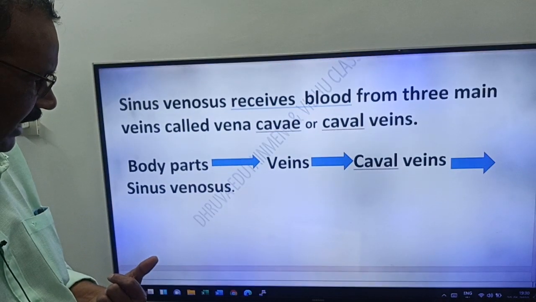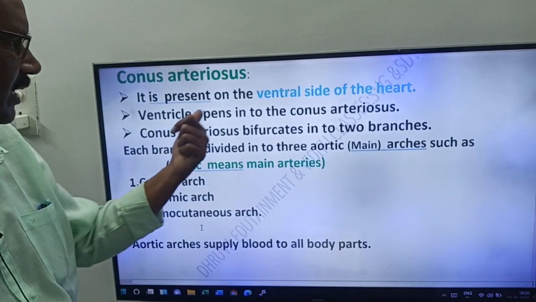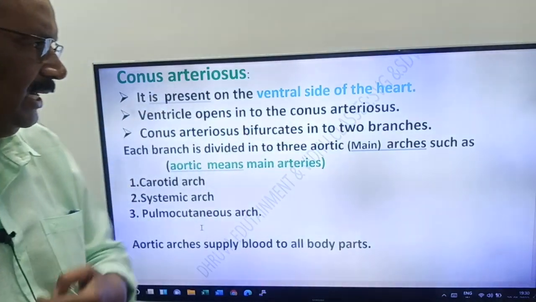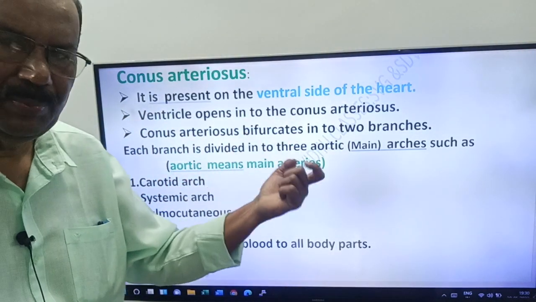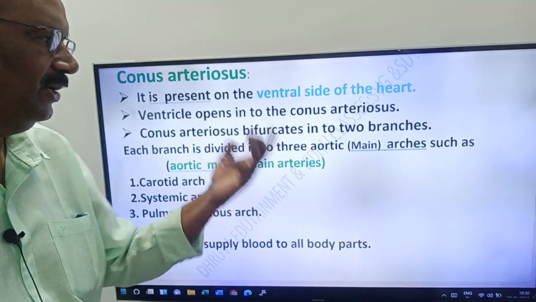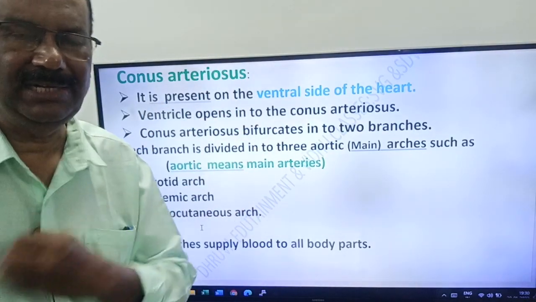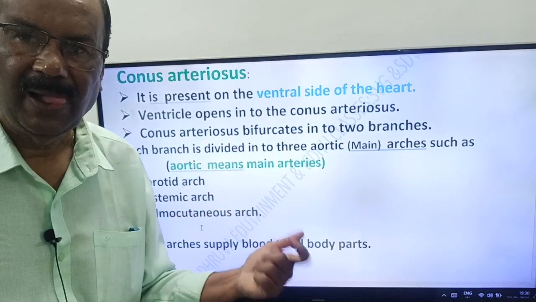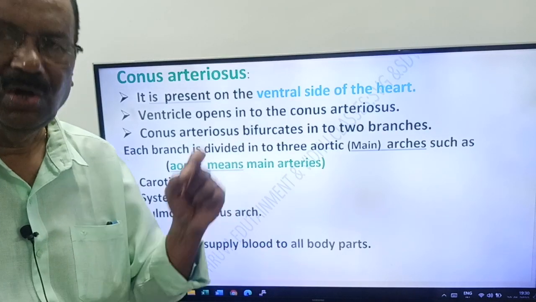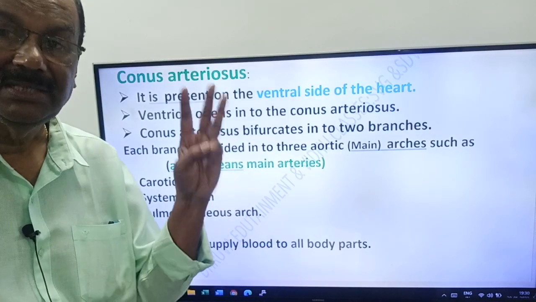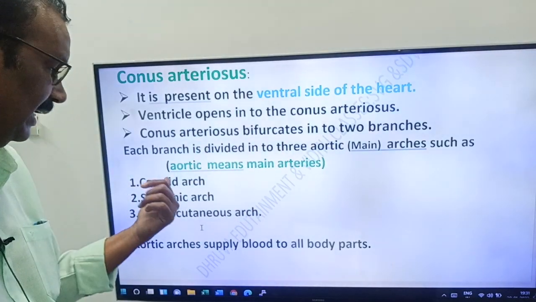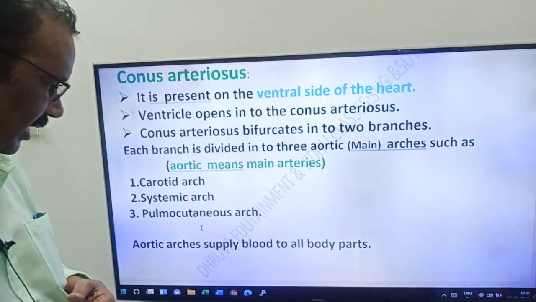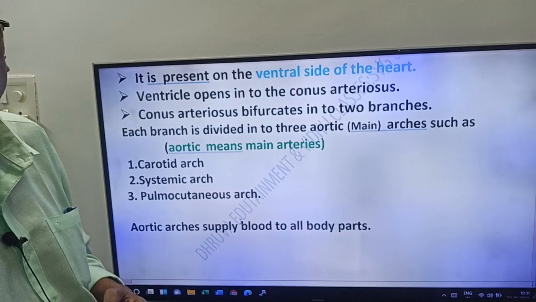Okay friends, now come to the other chamber, the conus arteriosus. It is present on the ventral side of the heart. The ventricle opens into the conus arteriosus. It bifurcates into two branches. Each branch is further divided into three main arches, main arteries. We call them aortic arches. Aortic means main arteries. How many aortic arches are there in frog? 3 plus 3, total 6. What are they? Carotid arch, systemic arch, pulmocutaneous arch. Aortic arches supply blood to all body parts.